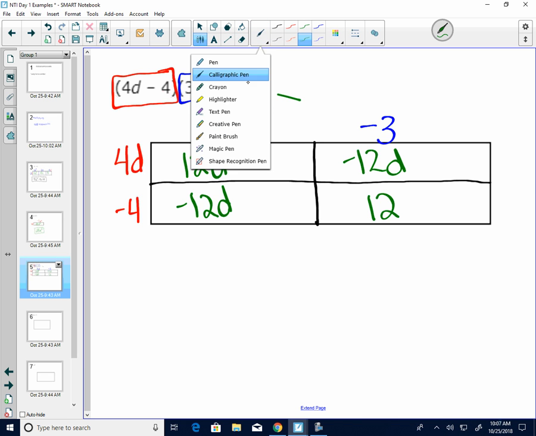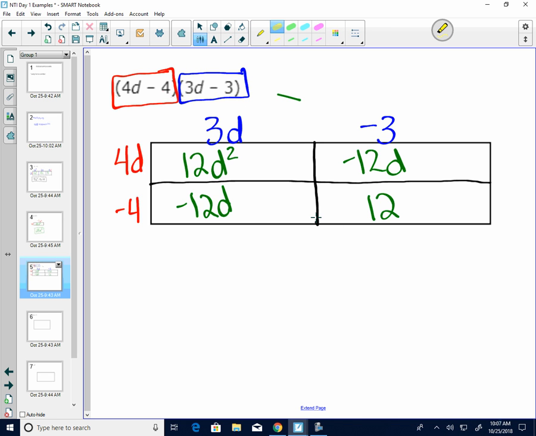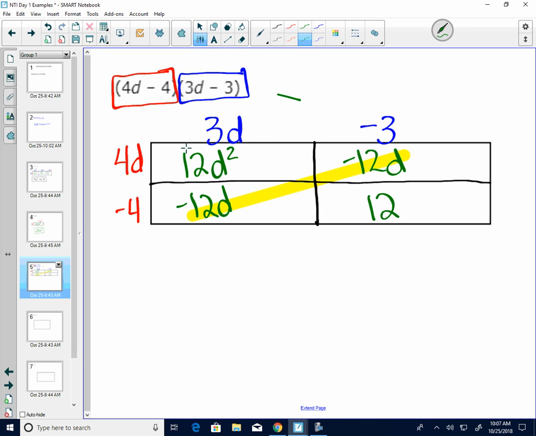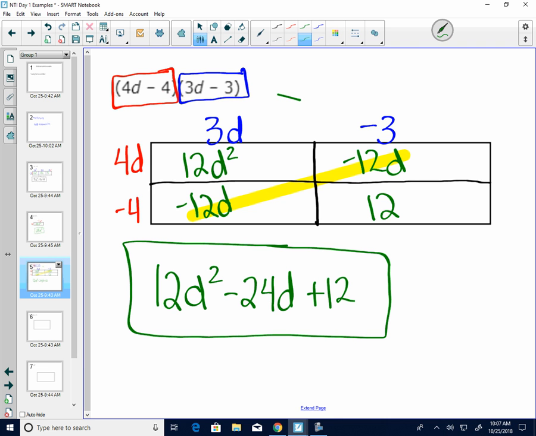And now something happens here. Once we get our box, remember, we have to combine like terms. We have to put those together for our final answer. So once we multiply and get the numbers in the box, anything in the box that is a like term can be added together. So there's not any other d squareds. So I have 12d squared. I have a negative 12d and a negative 12d. They add together to give me a negative 24d, and then I have the positive 12. So this would be my final answer.